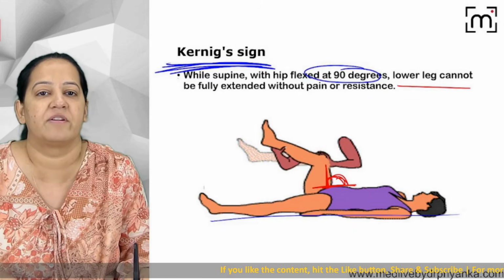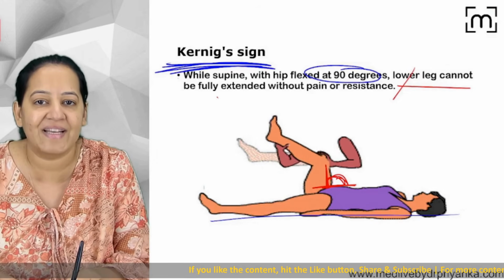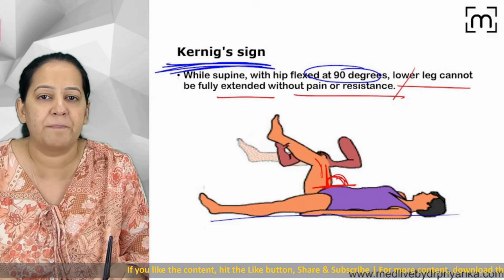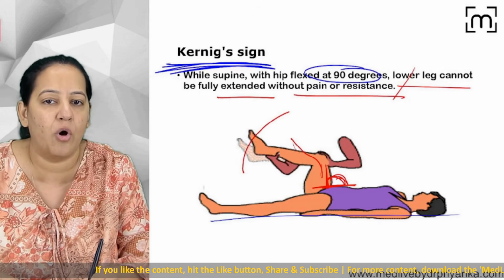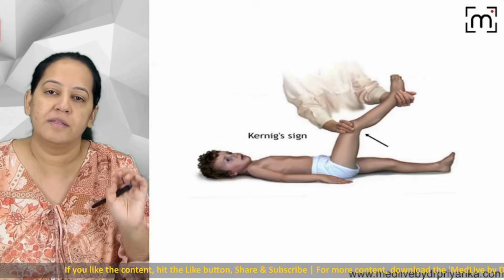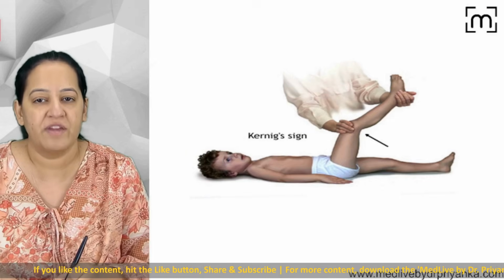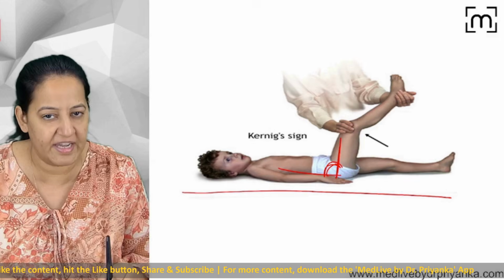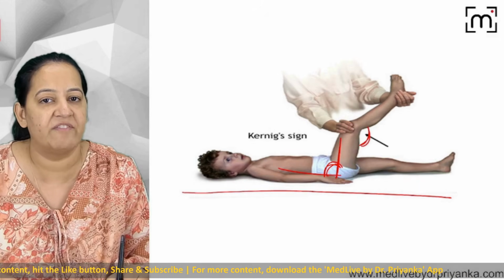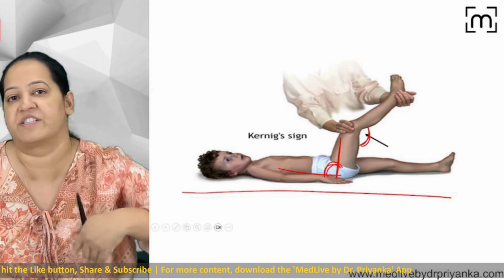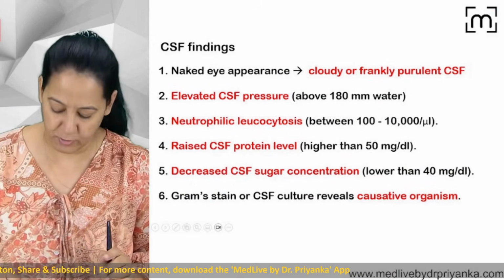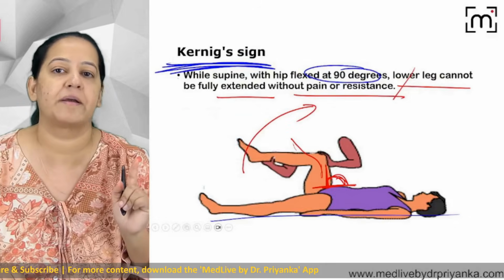I cannot take it upwards. The lower leg cannot be extended because of pain and resistance. See, I'm trying to do so, but the patient is resisting and not able to take the leg up. This is Kernig sign. We ask the patient to lie down, flex the hip at 90 degrees, and take the leg upwards, but we cannot take it completely upwards because there is resistance. This is Kernig sign. So I told you two signs here, Brudzinski sign and Kernig sign.